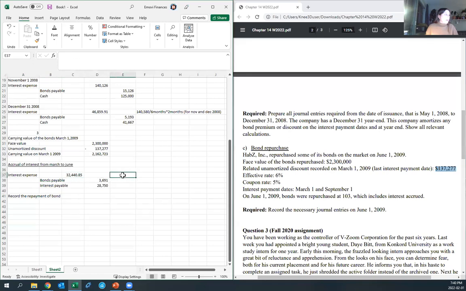Here, what I did was take the 6% market rate, so the effective rate, divided by 2 for my 2 payment dates, and divided by 2 again because from March 1st till September 1st it's 6 months, but I'm only trying to find March 1st till June 1st, so that's 3 months. Another way to see it: 6% divided by 2 times 3 divided by 6 months. That's easier to see. And then I multiplied by the carrying value on March 1st, the 2,162,000.